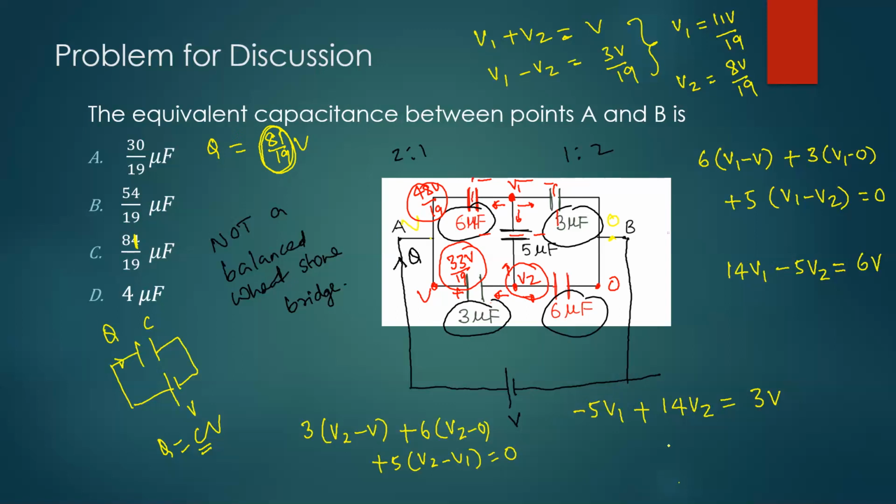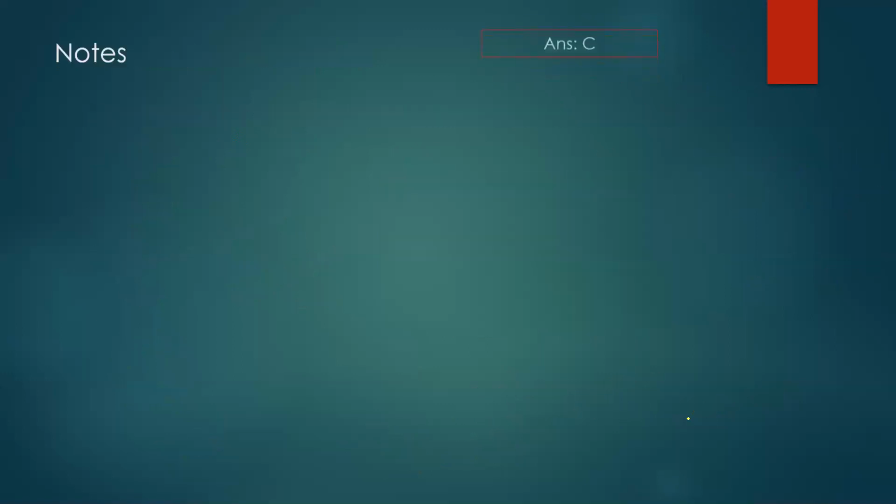You understand the concept here? This is called node analysis, so revise this. I think that should be 81 by 19.